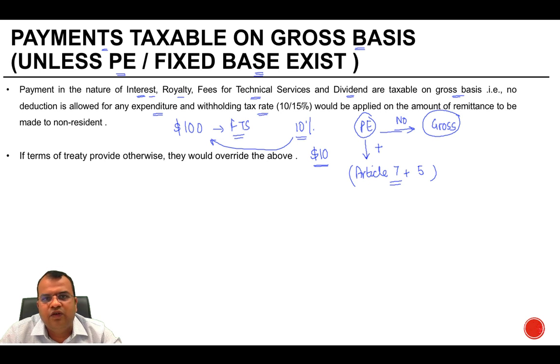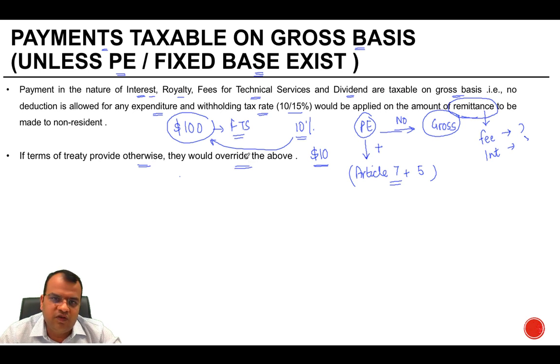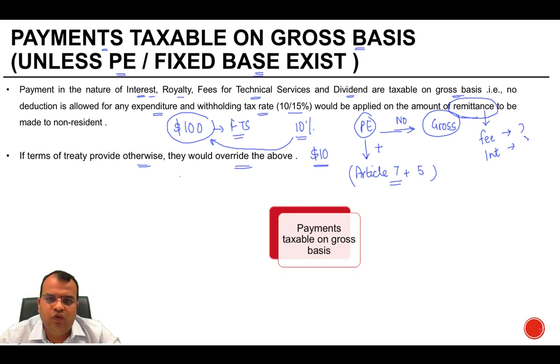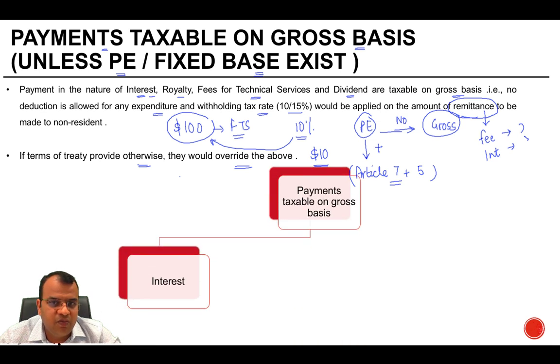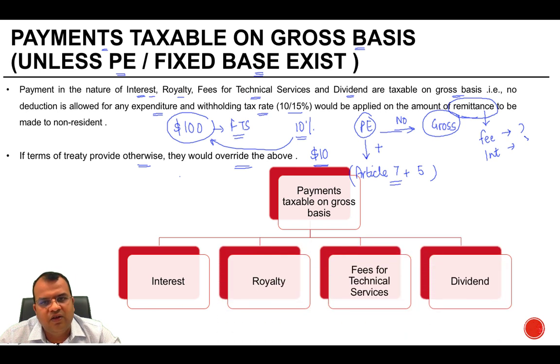And the withholding tax rate of 10 or 15% would be applied on the amount of remittance to be made to the non-resident. So when I say remittance here, it actually refers to the fee amount or the interest amount, whatever that might be. If the terms of the treaty provide otherwise, they would override the above. So you need to see the specific terms in the treaty. If the treaty says something else, then that has to override this. So the payments which may be taxable on gross basis could be interest, royalty, FTS or dividend.